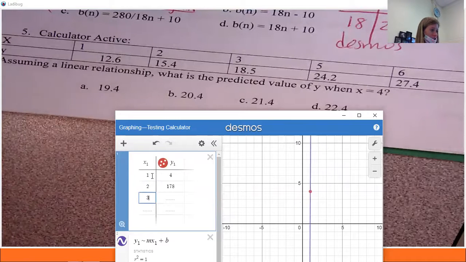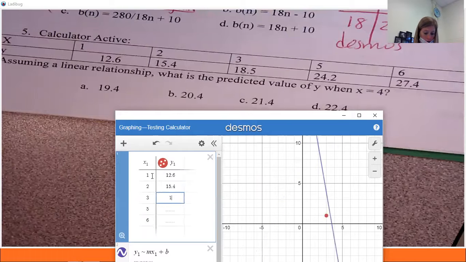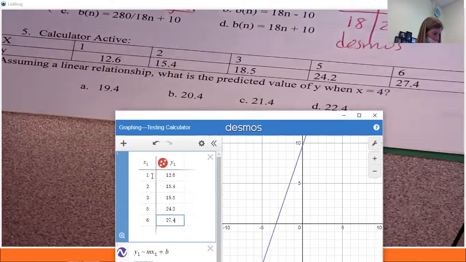1, 2, 3, 5, and 6. Thank you to those of you who have already started typing. I appreciate that. 12.6, 15.4, 18.5, 24.2, and 27.4.